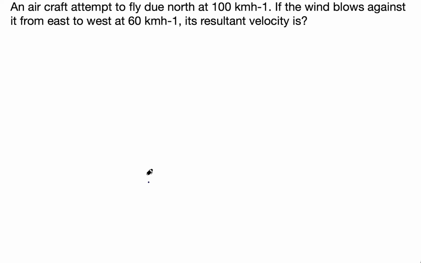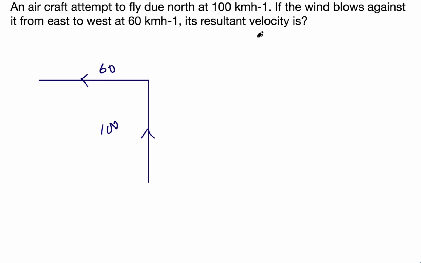So let me say pointing in this direction, let me call that direction north. Now it's 100 kilometers per hour. Let me save the unit for now. But the wind is blowing from east to west at 60 kilometers per hour. So let my right hand side be east and let my left hand side be west. So the wind is blowing in this direction, and that is at 60 kilometers per hour.